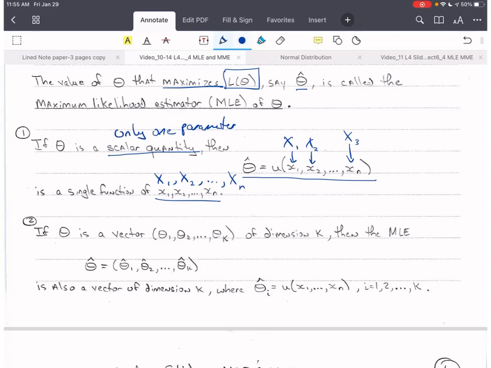Okay. If theta is a vector, say theta 1 to theta k of dimension k, then the MLE theta hat is now a vector of dimension k, and theta i hat is a function of X1 to Xn random variables, where i is 1 to k. So we have one of these for each of the parameters.